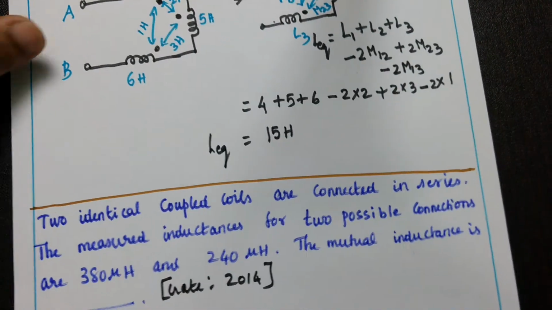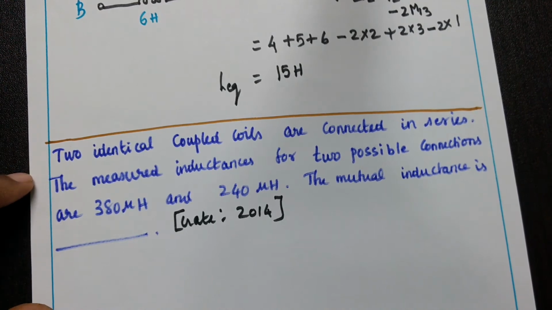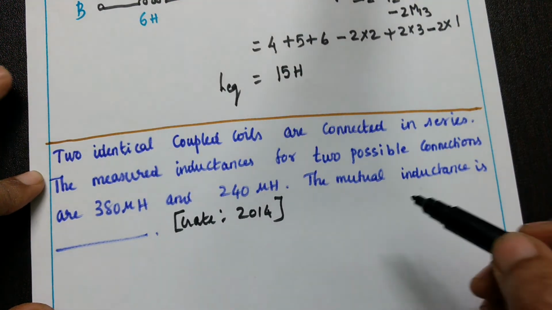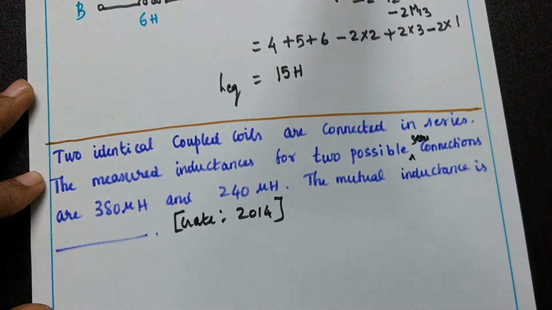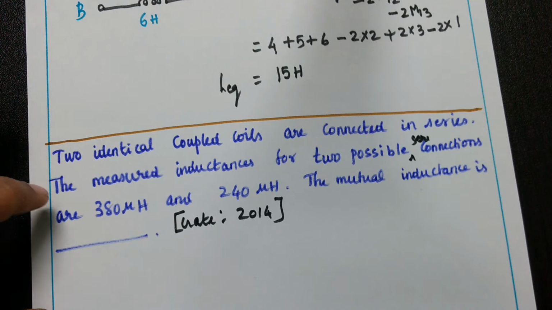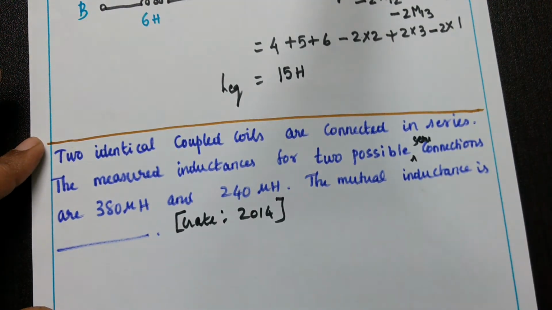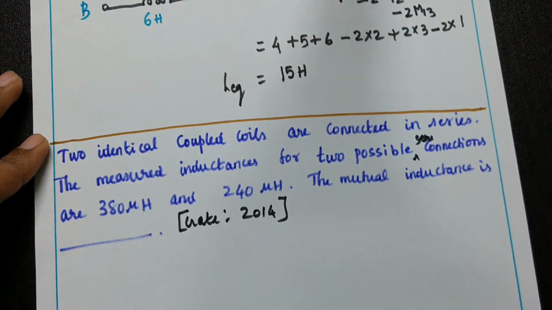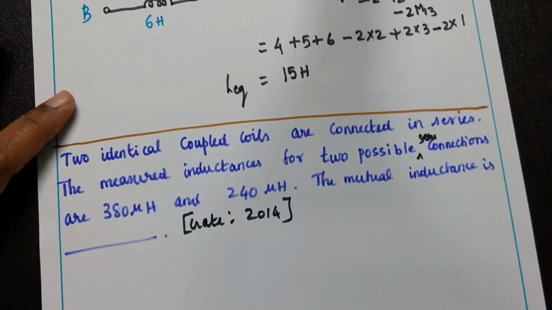Okay. So let me solve the second problem. Here two identical coupled coils are connected in series. The measured inductances for the two possible series connections are 380 microhenry and 240 microhenry. They asked for the mutual inductance. This question was given in the year 2014. So what are the series connections? Series aiding and series opposing connections.